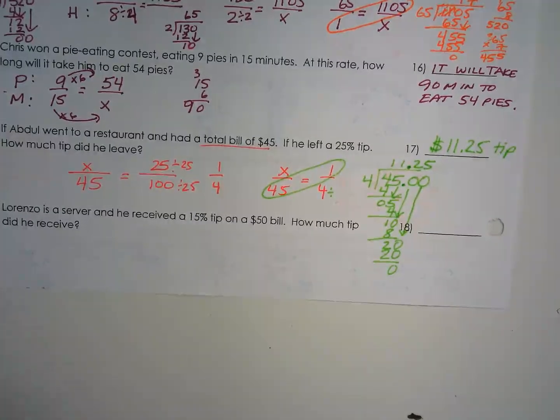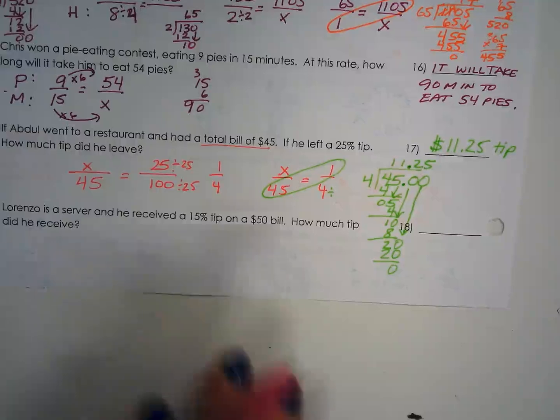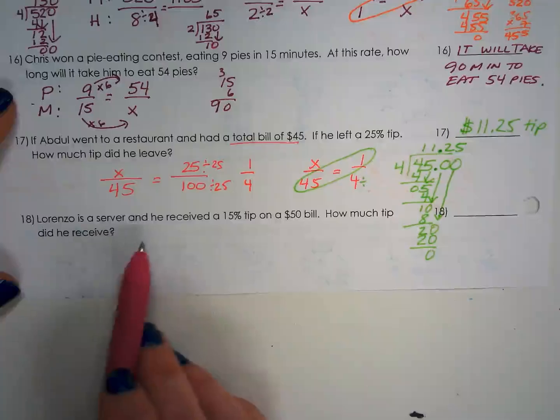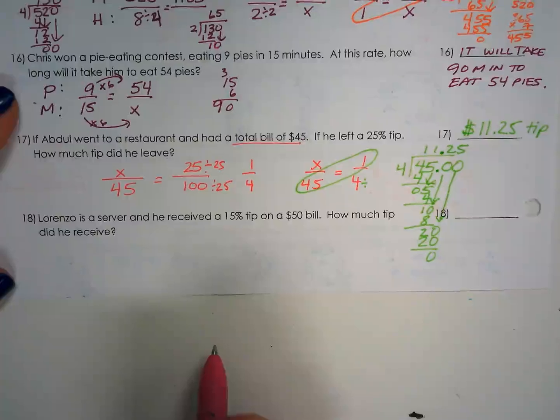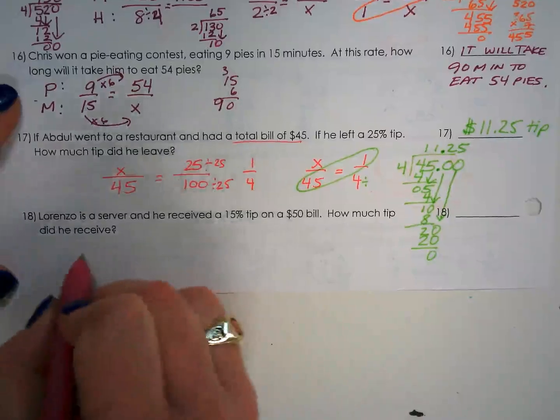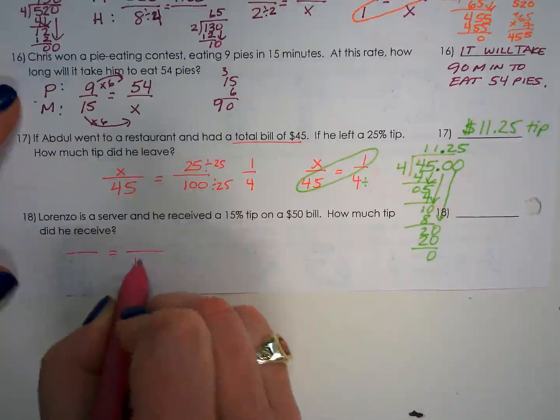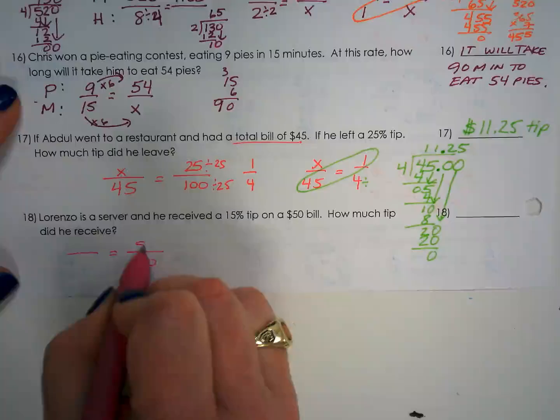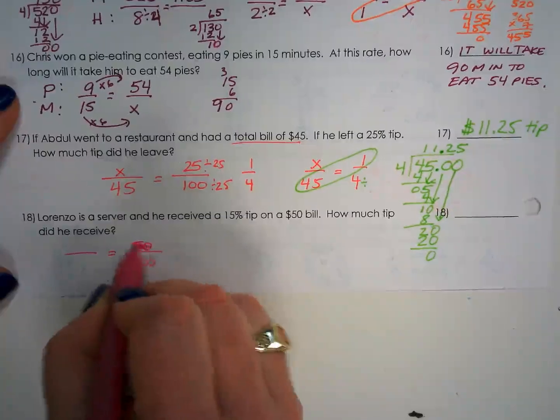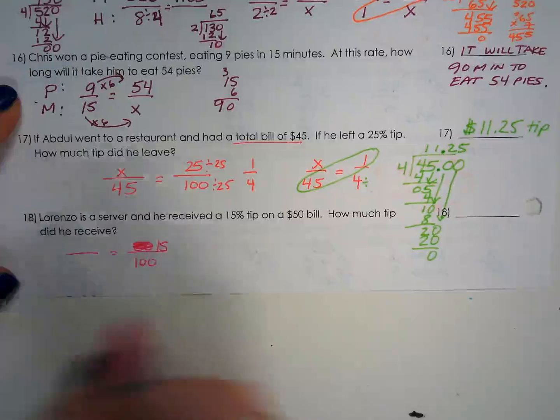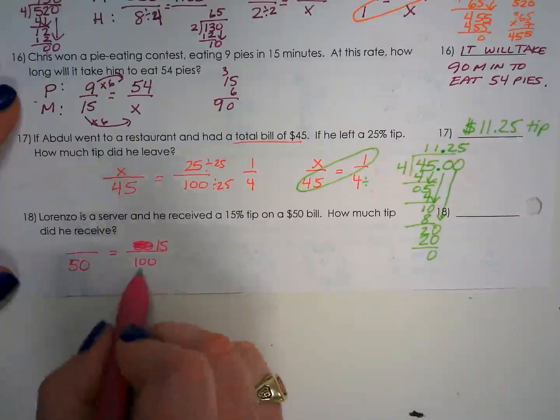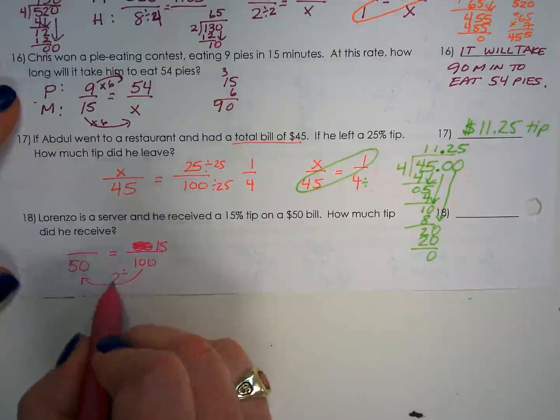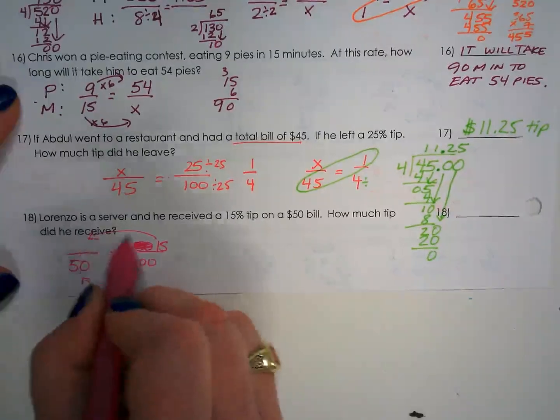All right, and the last problem on this study guide is Lorenzo is a server and he received a 15% tip on a $50 bill. How much tip did he receive? So again, the $50 bill, the 15%, the $50 bill was the total. So how did I get from 100 to 50? I divided by 2. Whatever I do on the bottom, I do on the top.